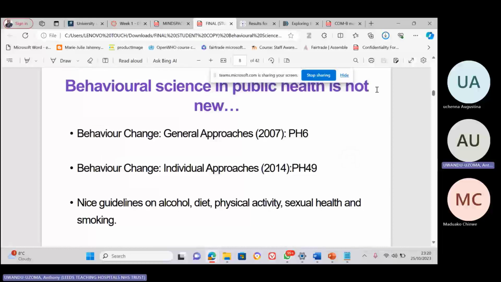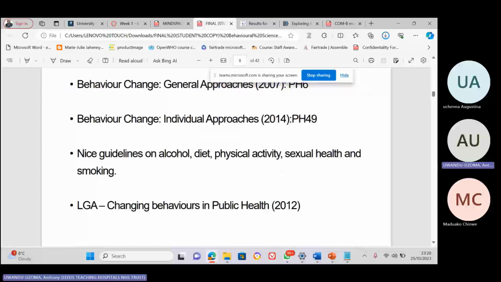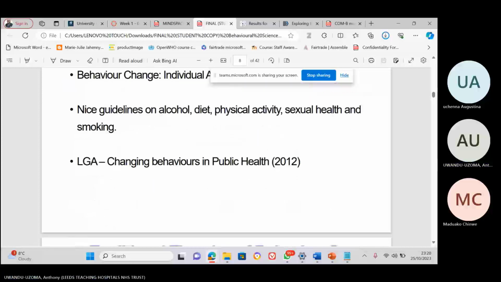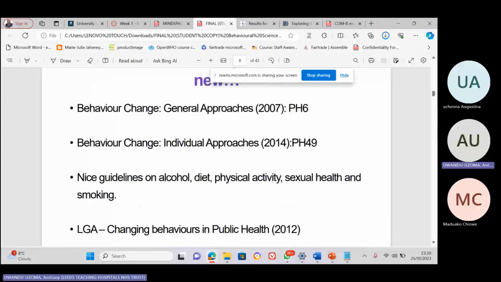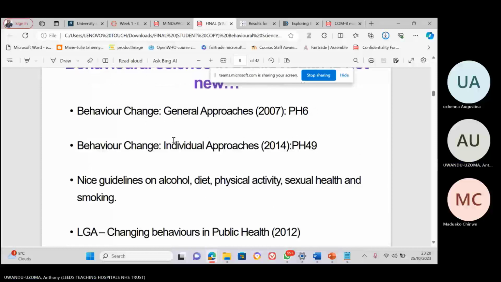Behavioral science in public health is not new. General approaches. Okay. What's PH6, please? PACs. Yes. We don't know. Okay. So now I can see that. You see how very short this thing is. Very insignificant slide, but very important.